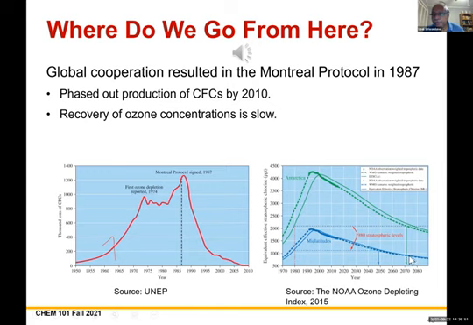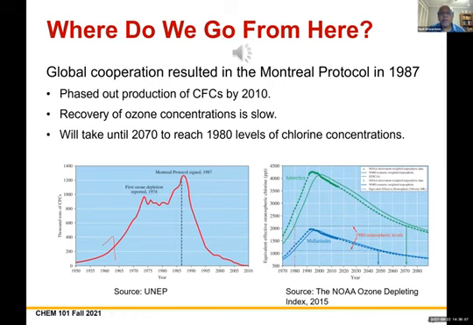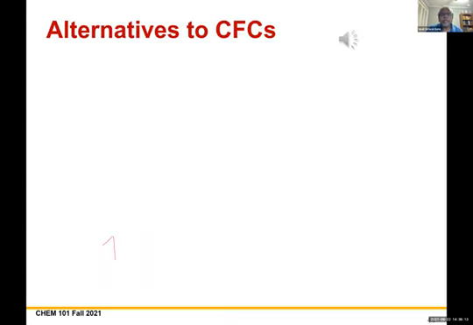It takes about 2070 to reach the lower level as we had in 1980, 1970. It will take until 2000-something to reach that level of chlorine concentration. It's a long process.